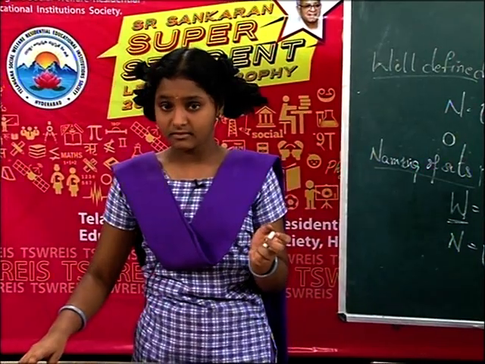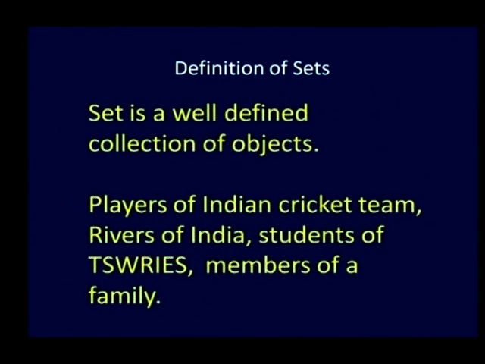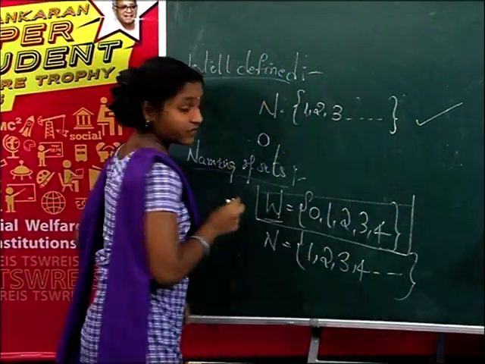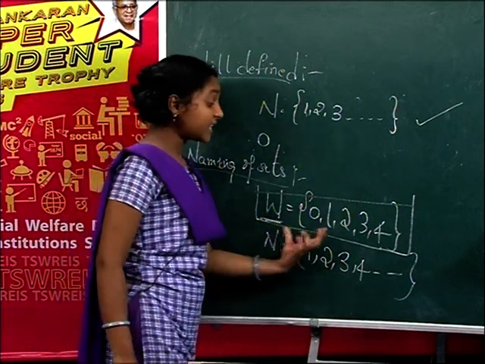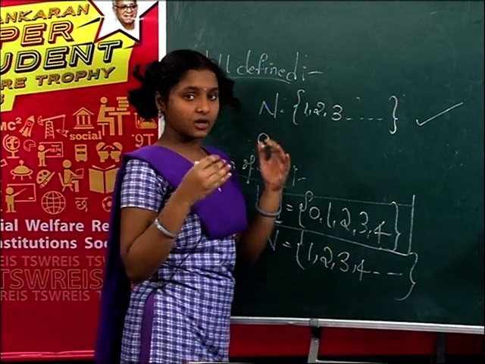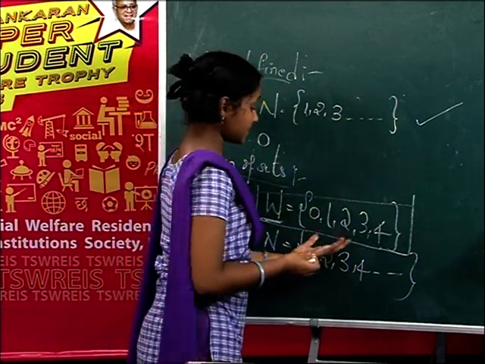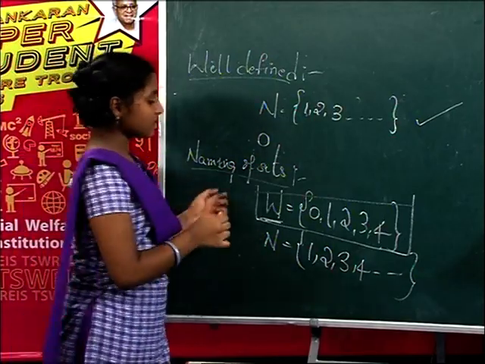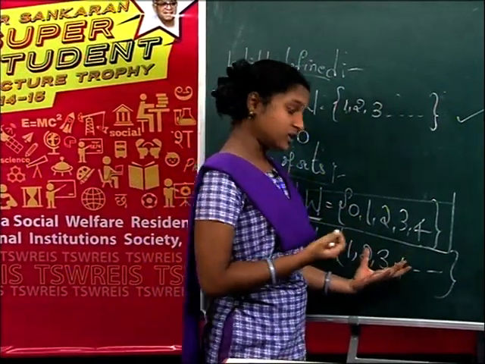Here we can see the set of natural numbers is denoted with a capital letter N, integers with Z, rational numbers with Q, and real numbers with R. A set is denoted with a capital letter, and the elements or objects inside the set should be denoted with lowercase letters, that is, small letters.